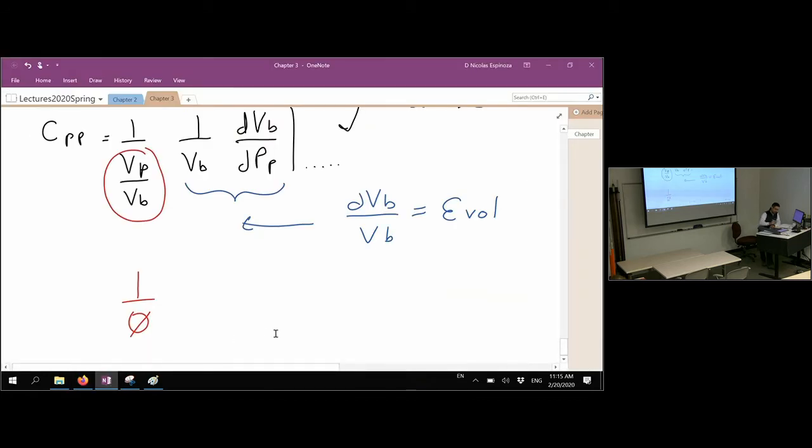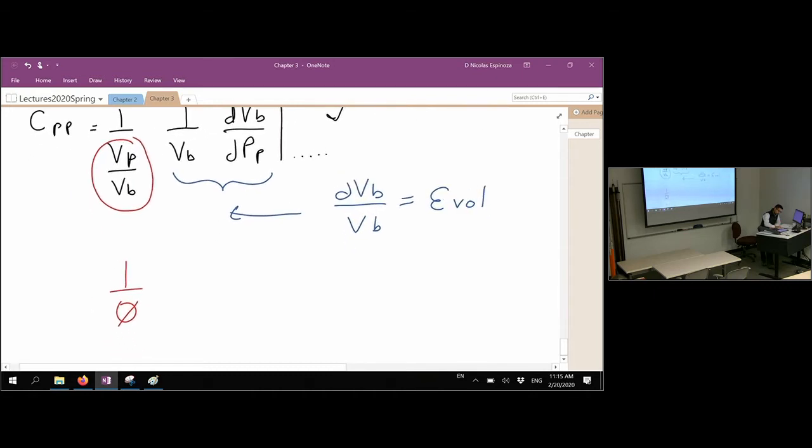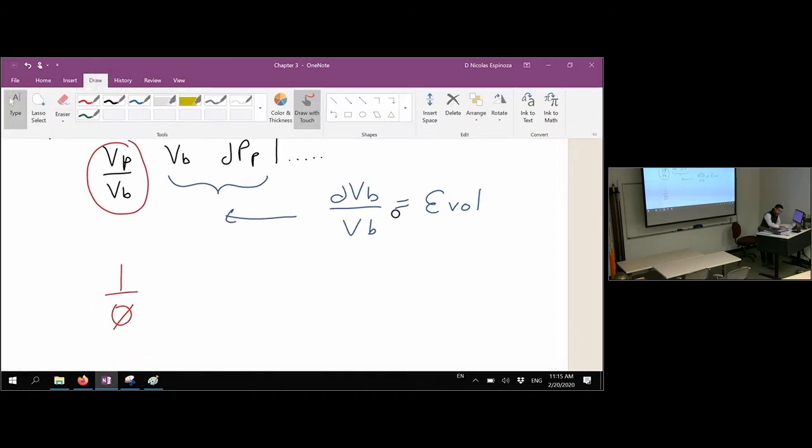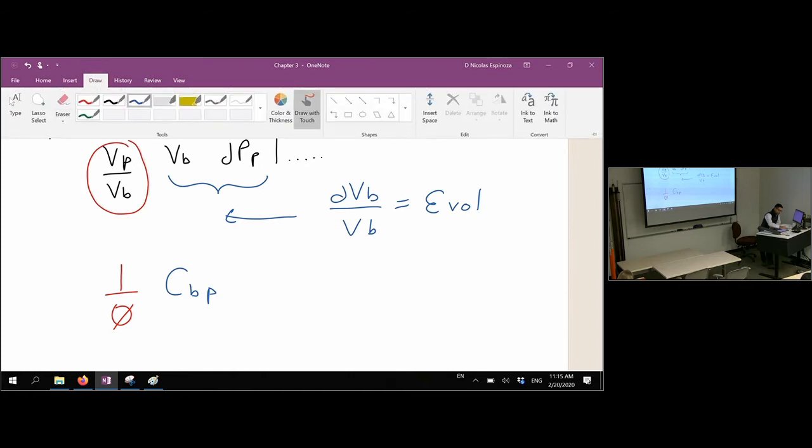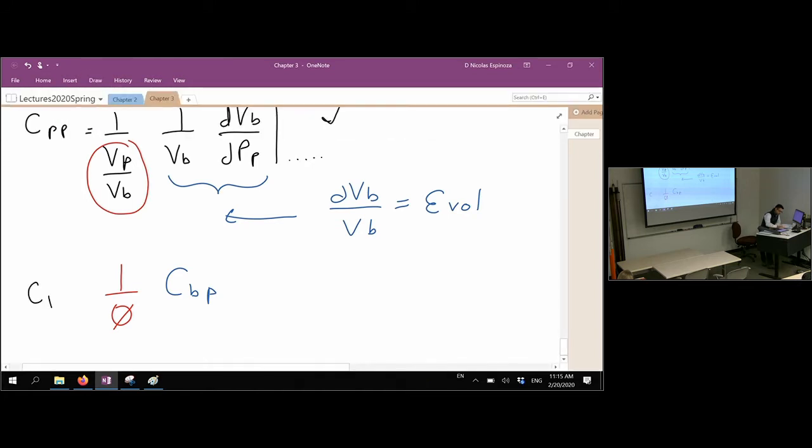Therefore, here in our notes, we're going to call it CBP, where the B stands for bulk and the P is due to variations of pore pressure. So let me finish this. The pore rock compressibility is going to be equal to the bulk compressibility divided by porosity.